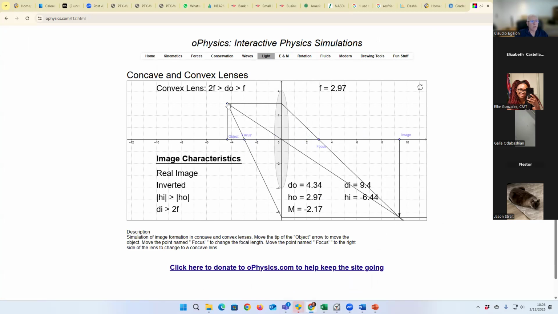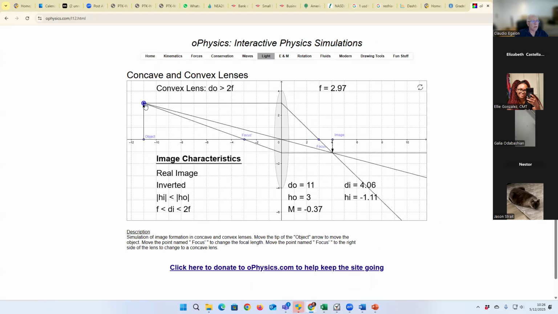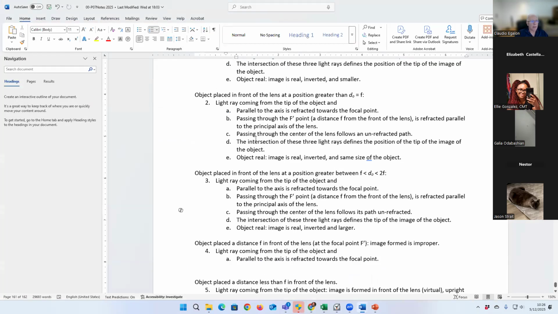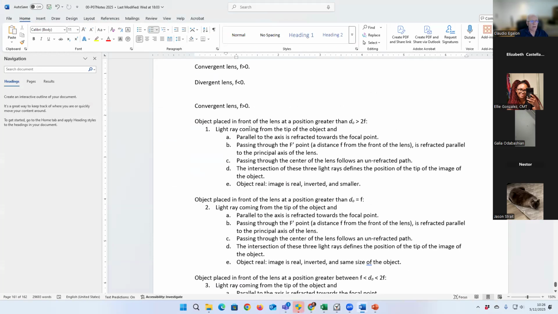Okay, so here you go. Object, first one, placed in front of the lens at the position d naught greater than 2f, right? Light rays parallel. Object real, image is inverted and is smaller. What else can you say here?